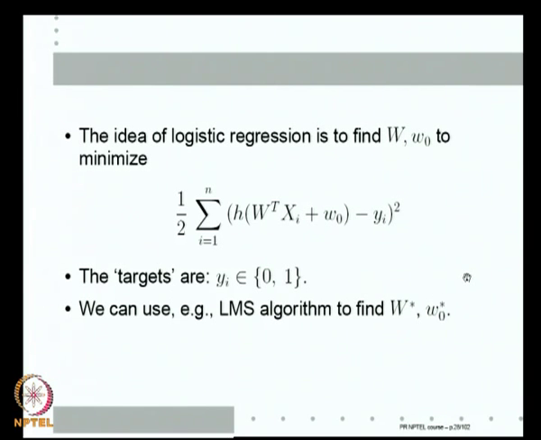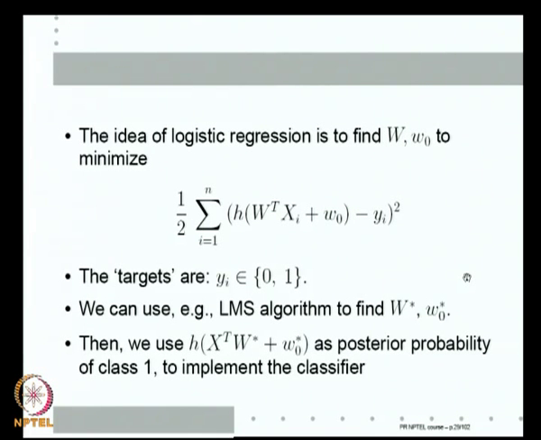Having learned W star and W naught, we simply use h of W star transpose x plus W naught as the posterior probability of class 1 for a given feature vector x, and that is how we implement the classifier. Okay. So, this is the basic idea of logistic regression.